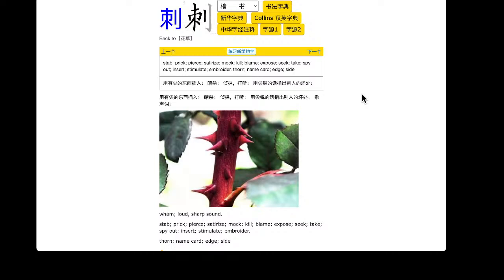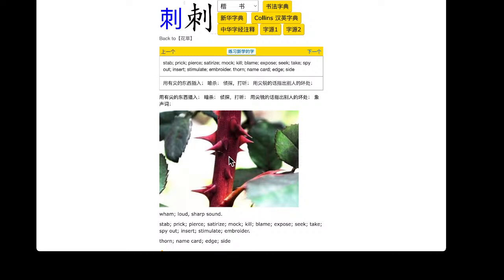刺探, seek and try to, what should I say, not investigate, but espionage, like you send out espionage to collect information, that is called 刺探. Okay, here it says spy out. That's what it is, 刺探. And 刺激, like stimulate. Okay, 刺激, stimulate. 针刺, 刺绣, that means embroider.